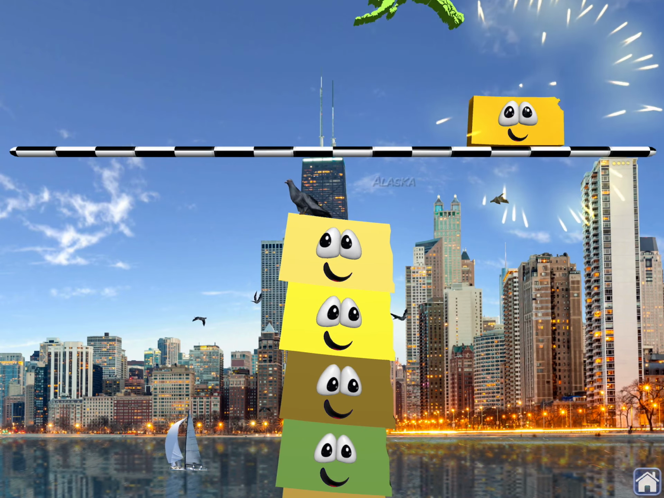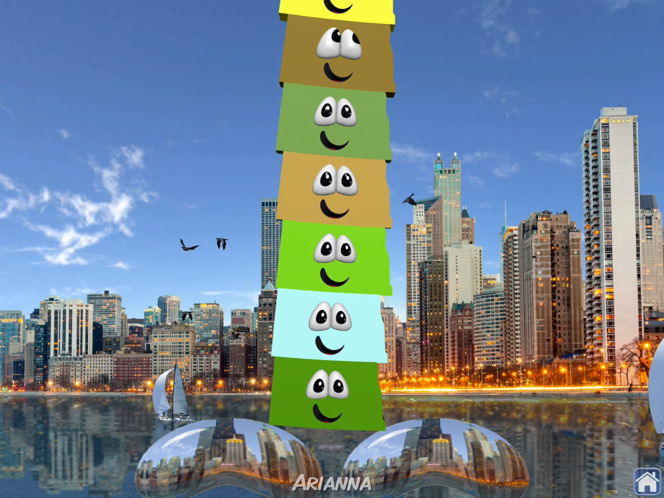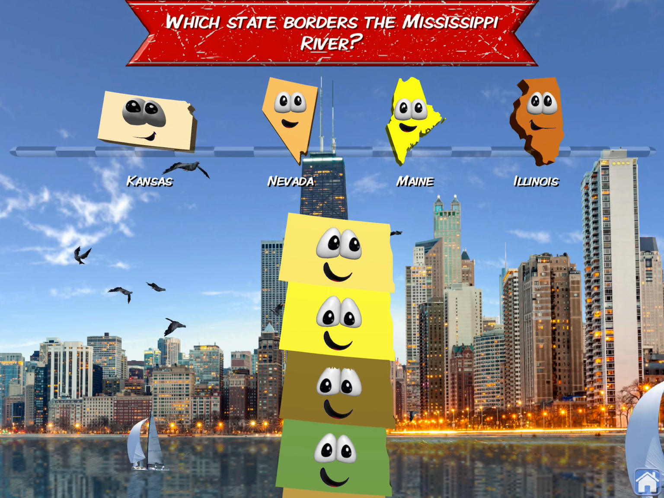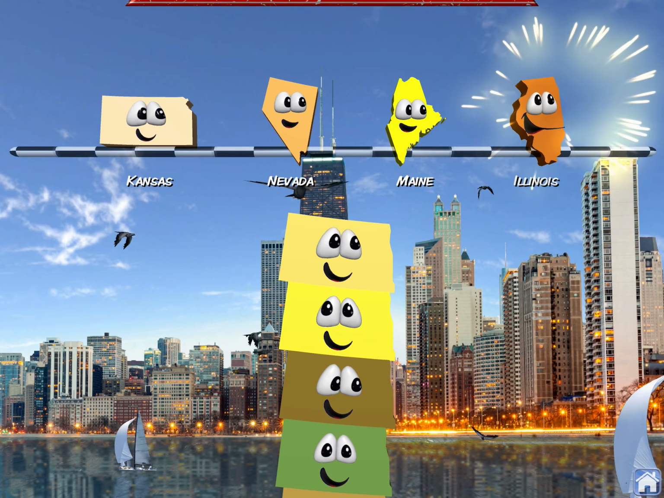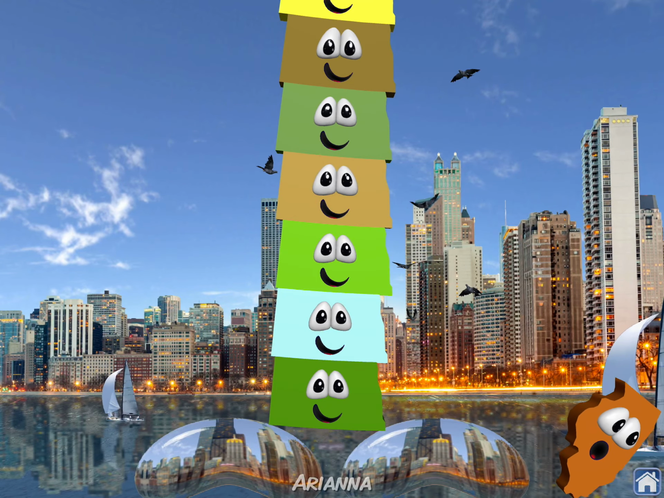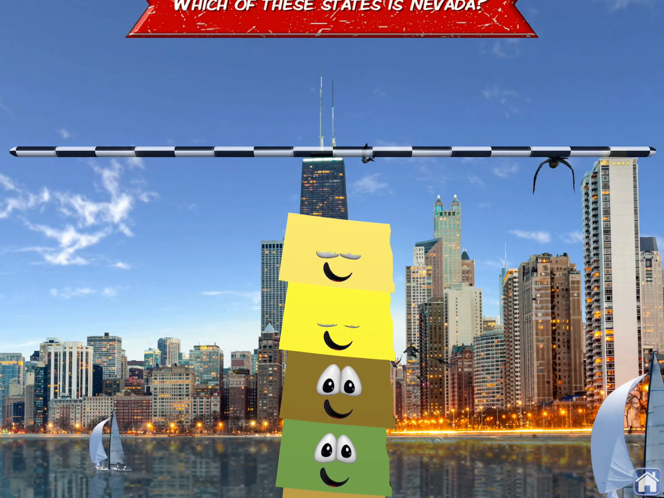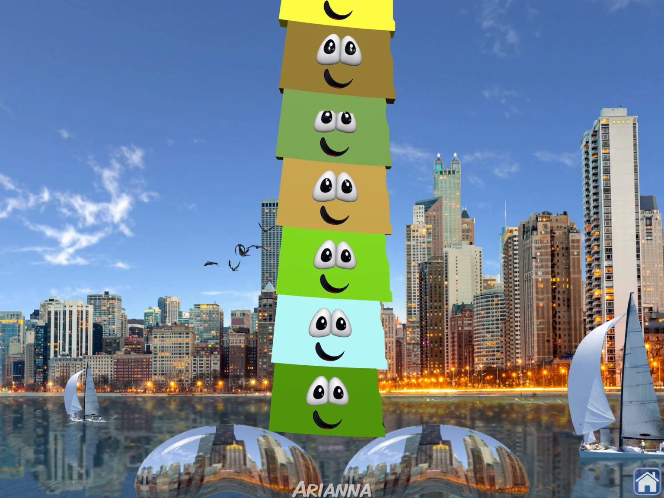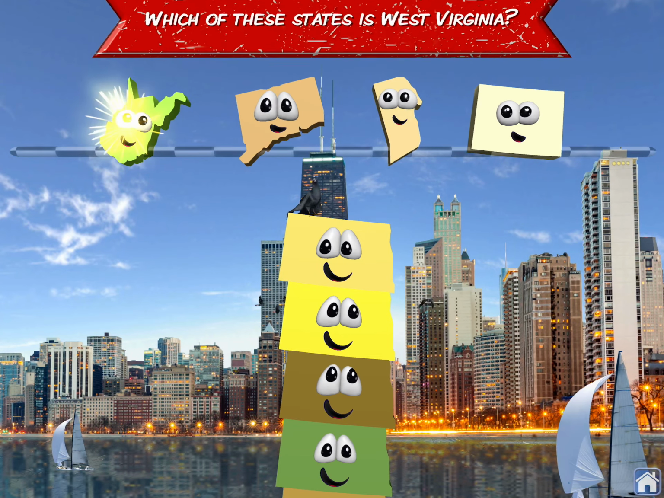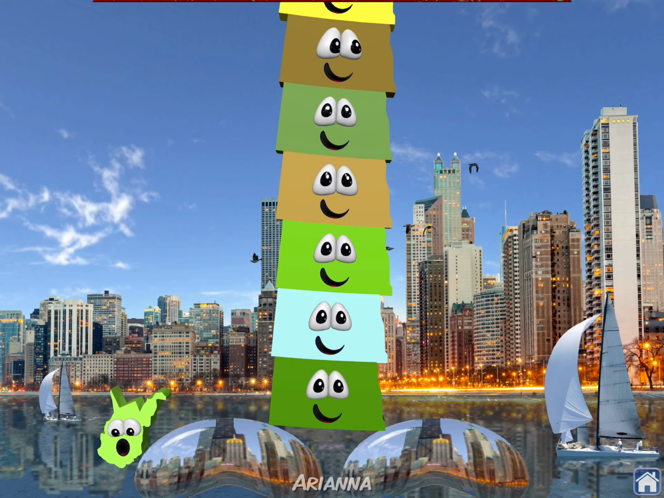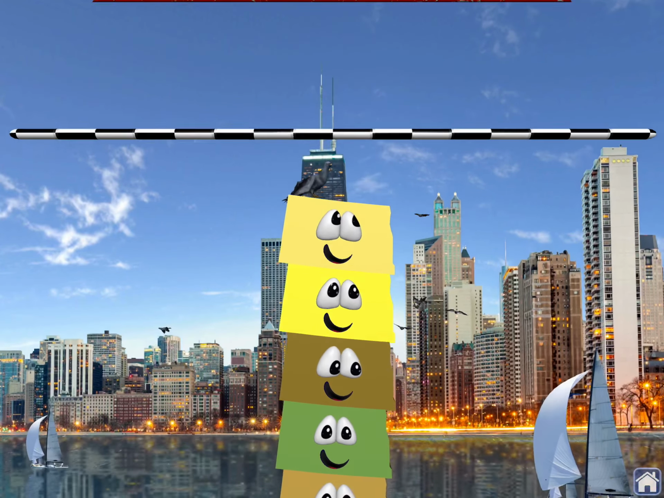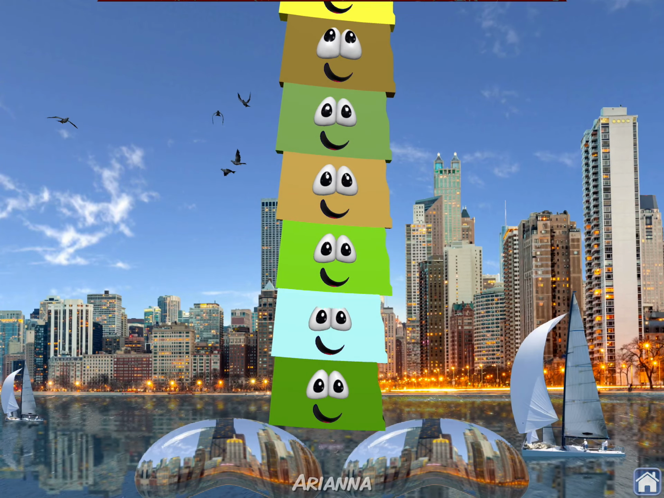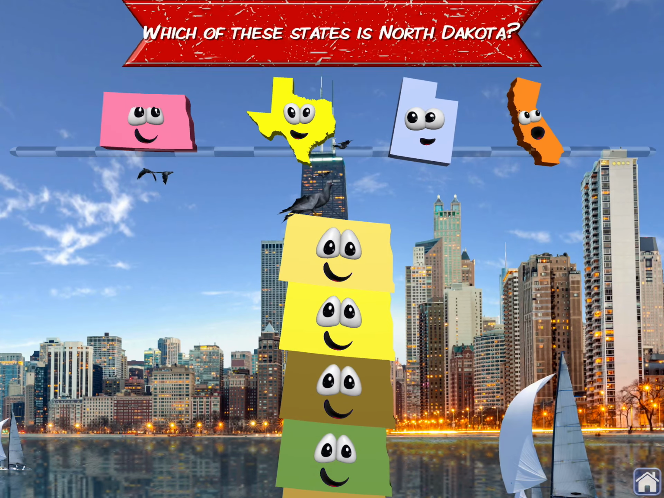Topeka is the capital of Kansas. Which state borders the Mississippi River? Kansas, Nevada, Maine, Illinois. Which of these states is? Which of these states? The flag below belongs to Maryland. Which of these states is North?